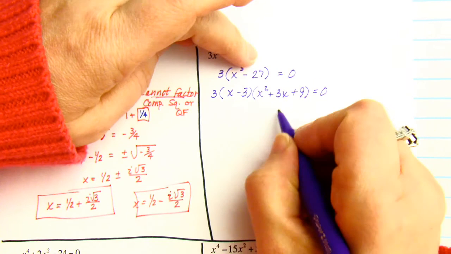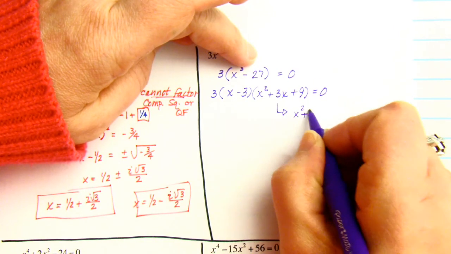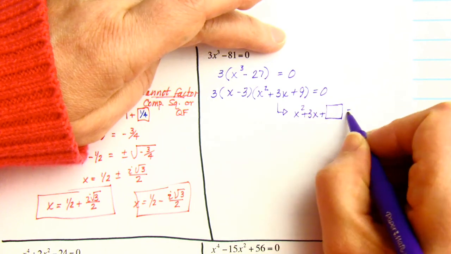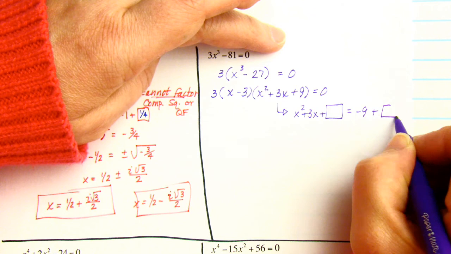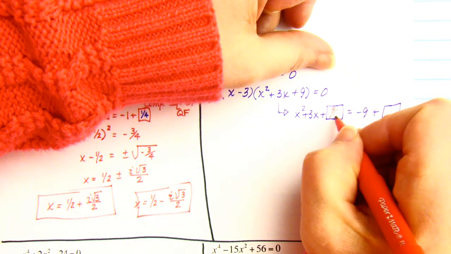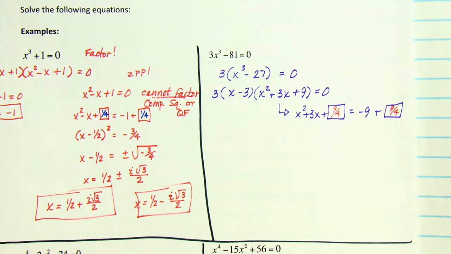Okay, so for this part here, x squared plus 3x plus some square equals negative 9 plus that same square. And what is the square? Well, half of 3 is 3 halves. 3 halves squared is 9 over 4, if you remember that. Right? Remember we said don't let taking half of an odd number scare you. It's just 3 over 2. And don't let squaring that scare you. You just square the top and you square the bottom.